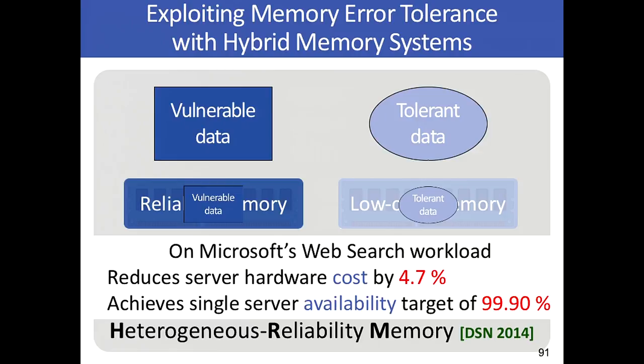Basically, you're getting rid of the ECC in your system. If you want to keep the same cost, you can add 4.7% more real memory in your system, right? That enables your application to be bigger, right? You're not wasting the memory space for reliability. So reducing cost is always good for increasing the scalability of your system.